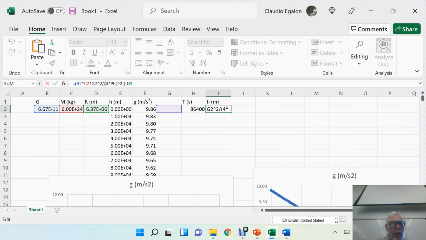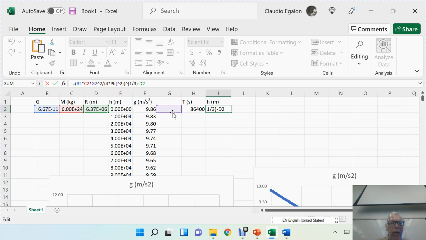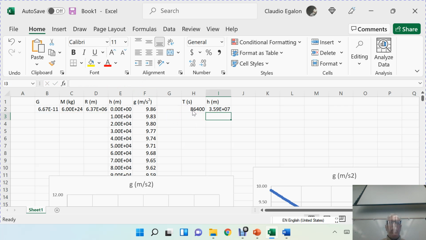Let me see. Oh yeah, I forgot to put the cubic root here. Let's see if we get it right now. Oh no, I made a mistake here. I put a G instead of H. Okay, see, that's what we call troubleshooting.